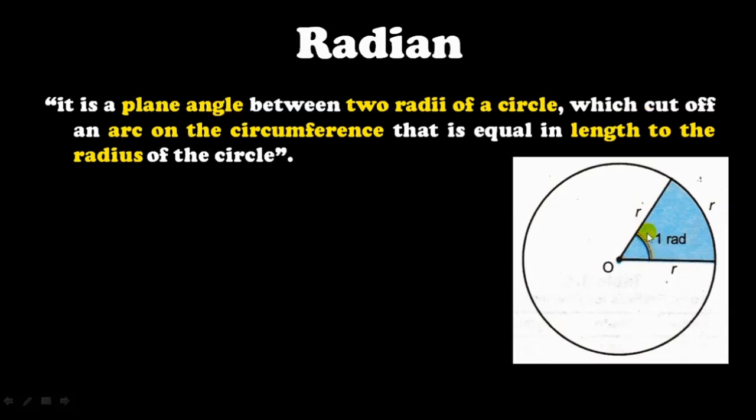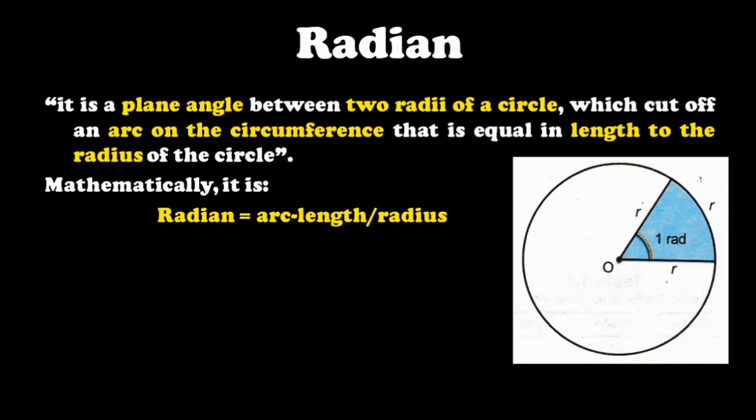So what is a radian? It is an angle between two radii when the arc formed by the two radii is the same distance as the radius of the circle. In Tamil, we say the small r should be equal to the distance formed on the circumference. So mathematically, radian is equal to arc length by radius.